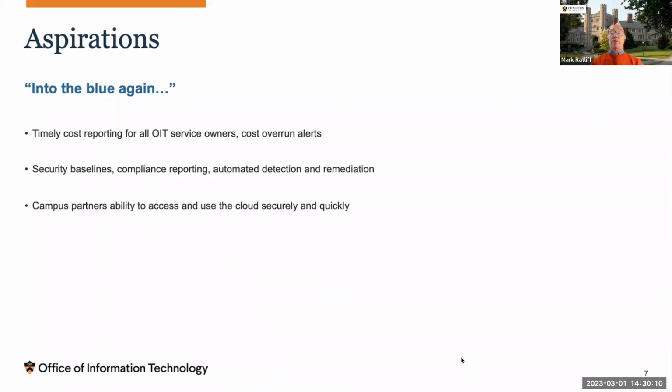ready access to cost reporting for the resources that they own. I want to establish security baselines and policies that will prevent misuse of cloud resources, and I think Kion can help us with that across all three cloud providers. And I want to make it easier for our campus partners to get access to the cloud. So that's where we started and where we are now.